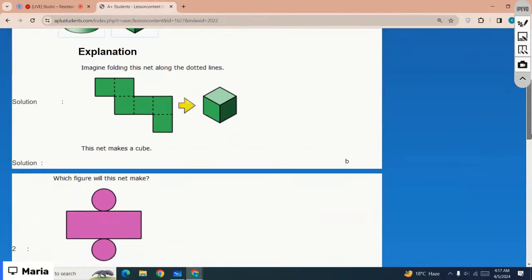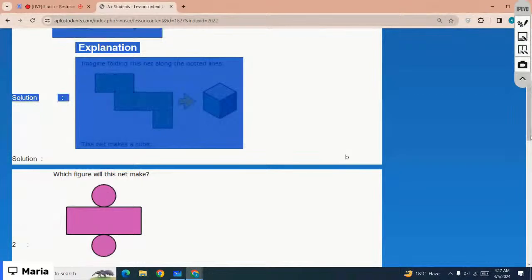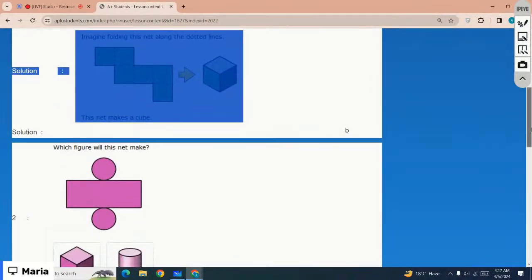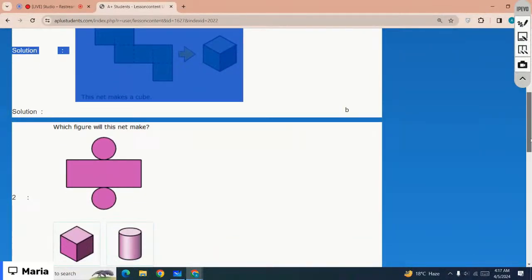Okay, just look at this one. Which figure will this net make? Which is the correct option? Option one or option two? Which is the correct option?